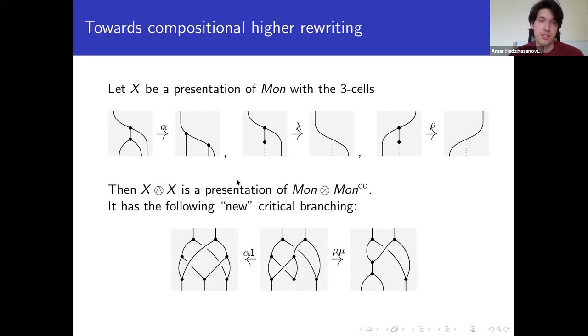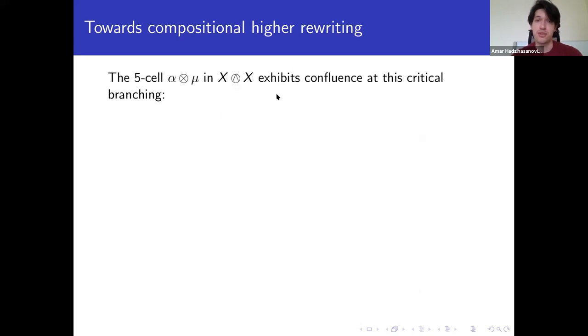And this, for example, this presentation will have some new critical branchings which do not come from the critical branchings of this theory. But luckily, this mesh product is also going to have some 5-dimensional cells. And these are going to be coherence data which tells us that these critical branchings are confluent.